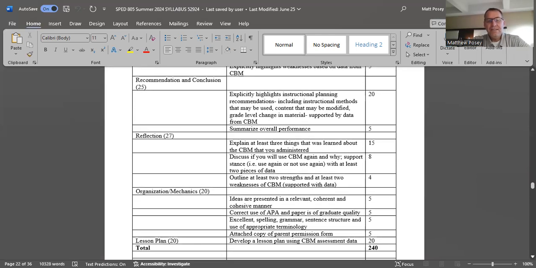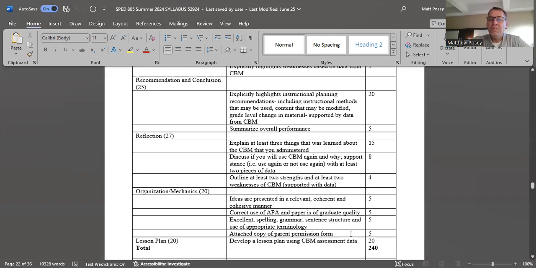Organization mechanics. Remember, you're going to include a lesson plan using the template in the course shell, as we've done with the previous two assessment reports. You're going to take the data you collected from the CBM assessments, not the data from your previous assessment, to develop this lesson plan for your case study student.